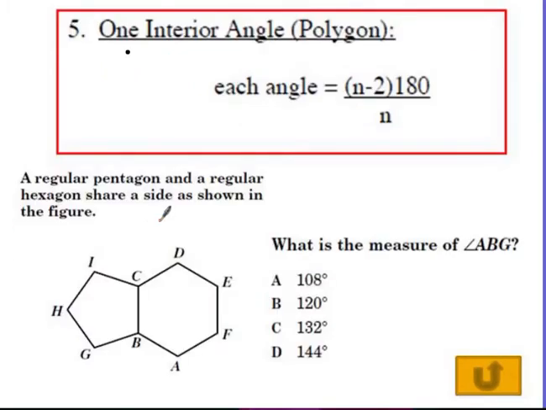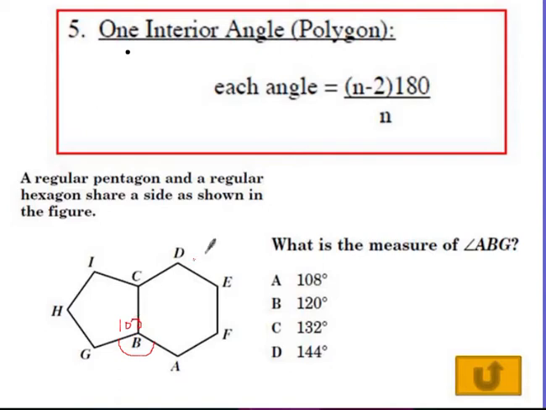For one interior angle, it's very important that if you're going to use this formula, the polygon is regular. Regular means all the sides and all the angles are the same. You've got a regular pentagon and a regular hexagon. They want to know the measure of angle ABG, so that's this outside angle here. Let's find whatever we can. We've got a pentagon here, so let's find one interior angle. I'm going to do 180 times 5 minus 2, which is 540, and then divide that by 5. That gives me one interior angle. So each angle in this polygon is 108.